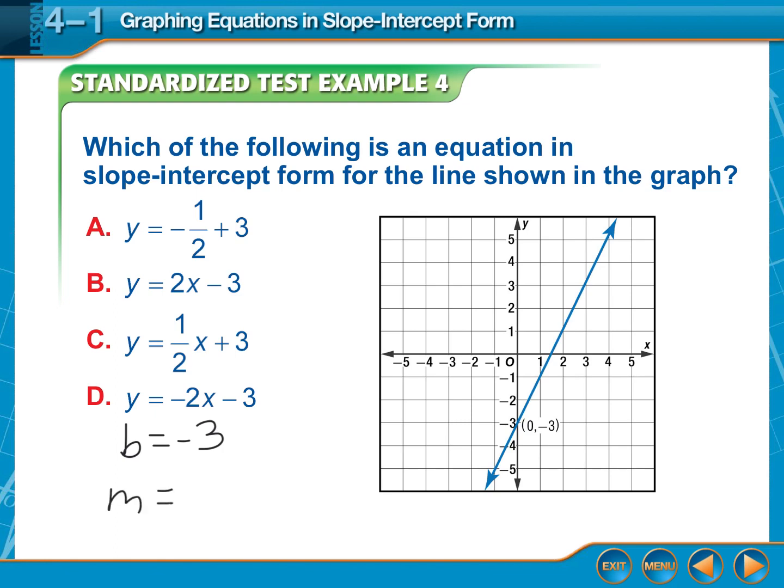Rise over run. So start at that y-intercept. How many do I need to go up? I would go up 2. Okay, go up 2, and then over 1, right? Because that hits an exact point there. So what is our slope? Our slope is 2 divided by 1, which is 2. So which equation does it match? B, right? B.